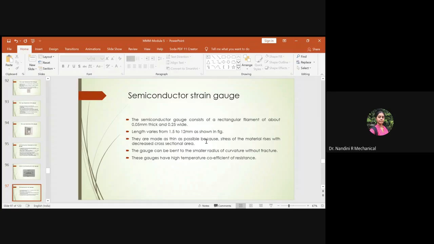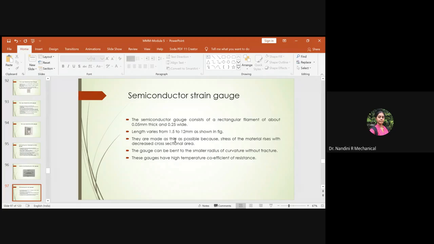A good packaging will be provided in order to handle the semiconductor strain gauges. Why? Because the stress of the material will shoot up with the reduced cross-sectional area. If you have pellet kind of semiconductor gauges with huge cross-sectional area, then the amount of stress induced in the material will not be very much. But when you have a very thin semiconductor strain gauge, you will have a good amount of stress induced in the material, and hence it is always preferable to go as thin as possible, in micron thickness. It is not feasible to go in bulk or pellet form for devising a semiconductor strain gauge.